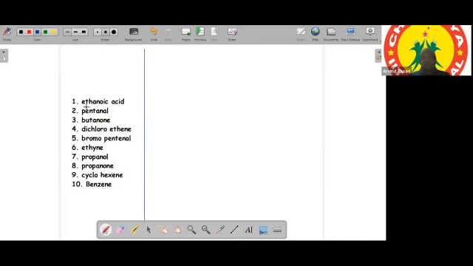So the first one, see, the parent name is ethane. That means there should be two carbon atoms. So you make the two carbon atoms and it's oic acid. So one of the carbons must contain the COOH group. Then bonding with the other carbon, the three bonds left will be made as CH3. This is ethanoic acid.